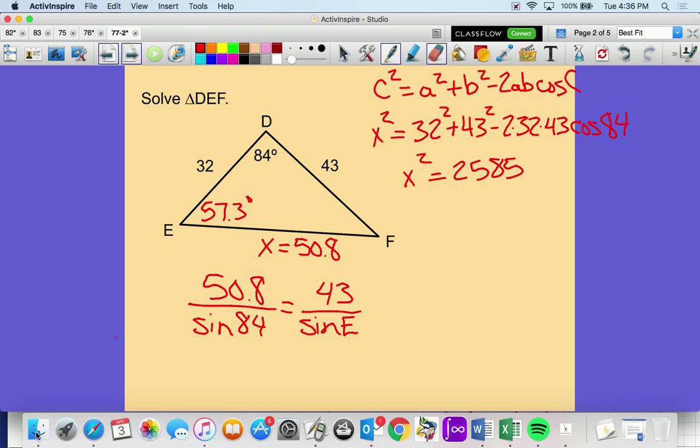57.3 degrees. And once we have that one, we take those, add them together, subtract them from 180, we get an answer of 38.7 degrees. Alright, so sine law we want to use whenever we can. Cosine law we might have to use to get us started here.